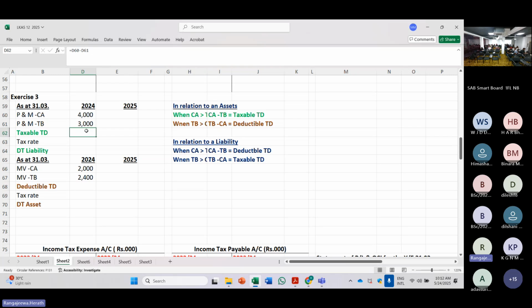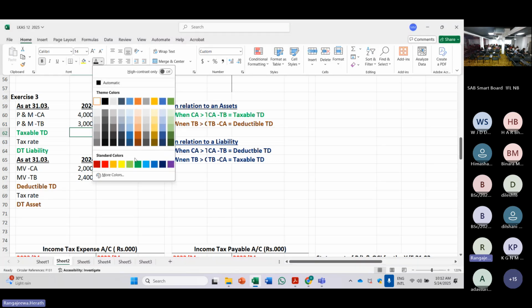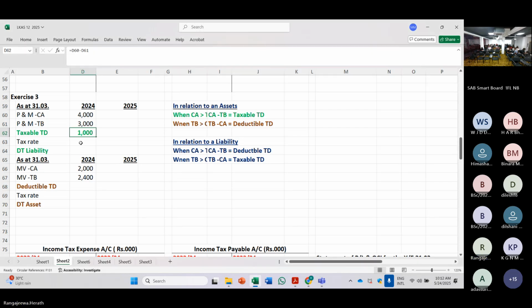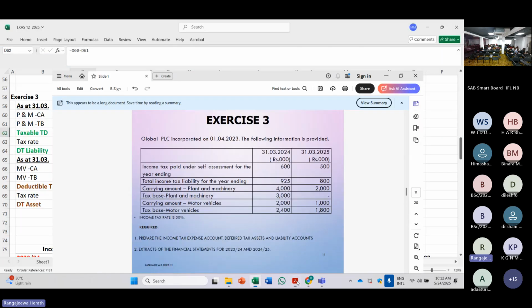We decide whether the carrying amount is greater than the tax base, or the tax base is greater than the carrying amount. Plant and machinery carrying amount 4,000, tax base 3,000. The difference is 1,000, the carrying amount is more. So we take it as a taxable temporary difference. Tax rate of the company, income tax rate 30%.